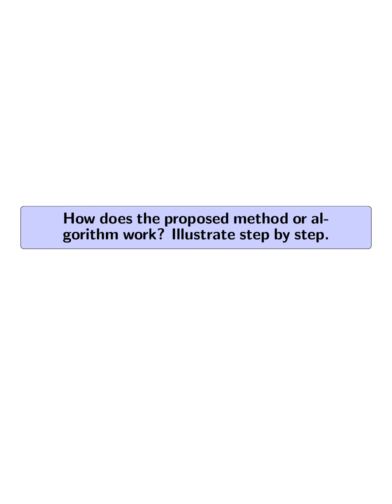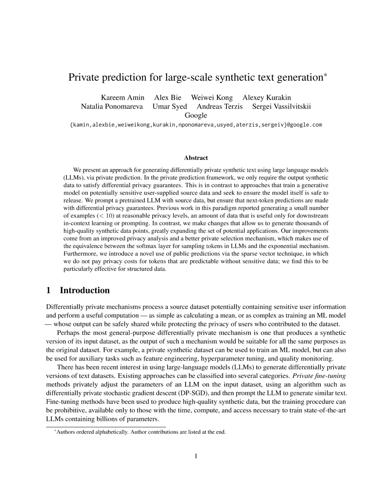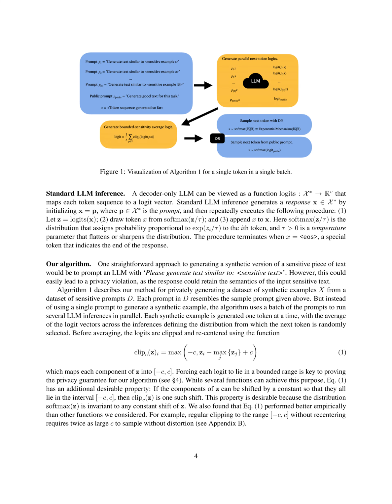How does the proposed method or algorithm work? Illustrate step by step. The proposed method for generating private synthetic text works by first partitioning the input dataset of sensitive prompts into disjoint batches. Each batch contains a set of prompts that are used to run several large language model (LLM) inferences in parallel. Each synthetic example is generated one token at a time, with the average of the logit vectors across the inferences defining the distribution from which the next token is randomly selected.